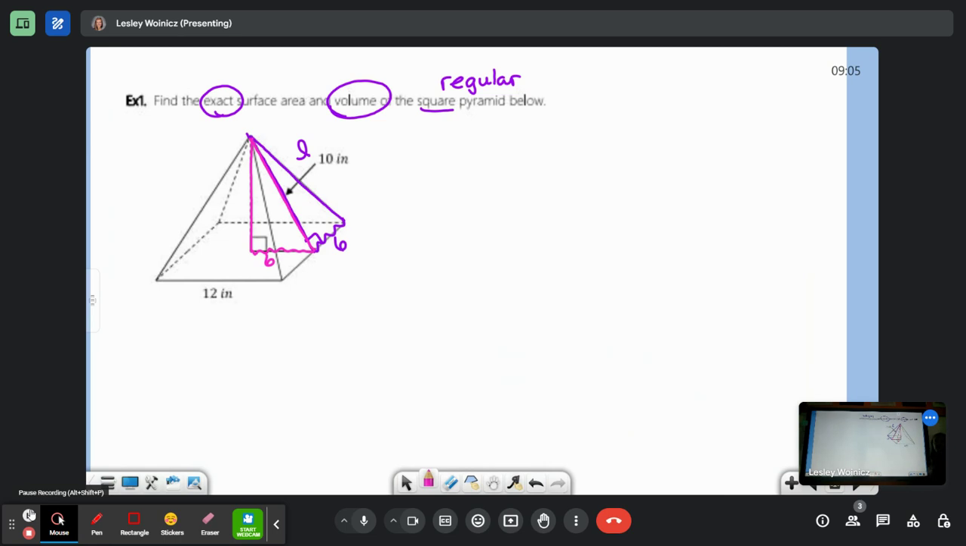What is it? 8. How did you get that so fast? It's a triple. So this is a 3, 4, 5 right triangle. It's just been multiplied by a scale factor of 2. Just got dilated by 2.